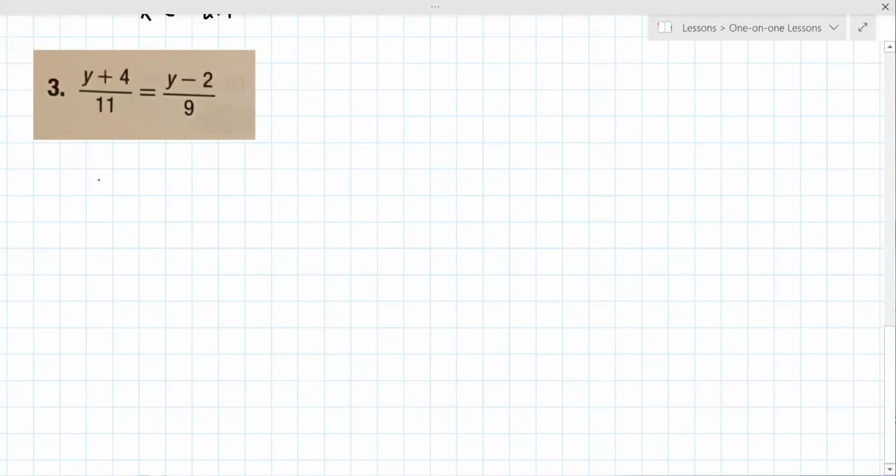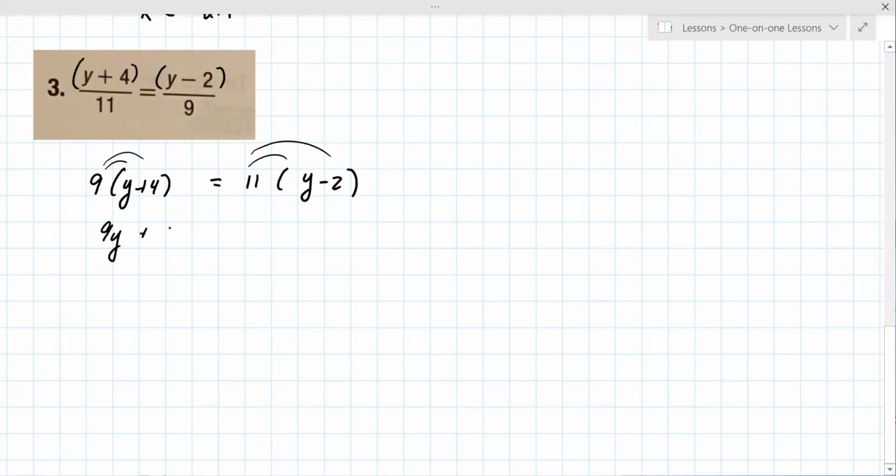Okay, thank you. In this problem, when you cross multiply, you have to remember that the numerators are in implied parentheses, and when you write it the way I'm doing with the implied parentheses, it makes it clear, okay, I've got to distribute the 9, distribute the 11 to both terms. That's 9y plus 36 equals 11y minus 22.